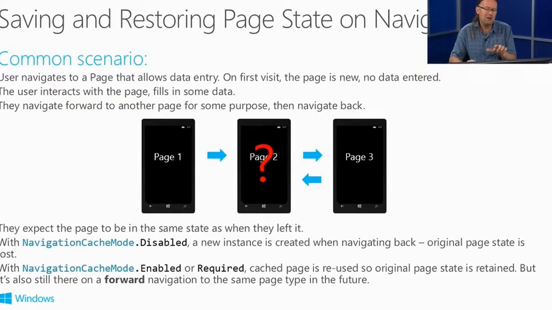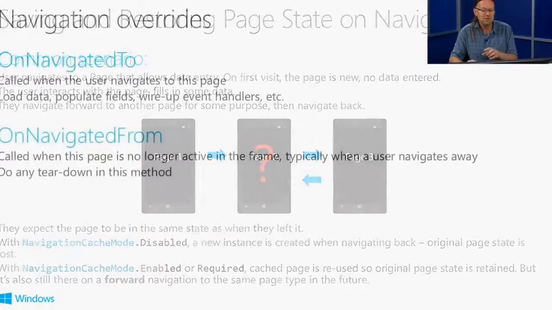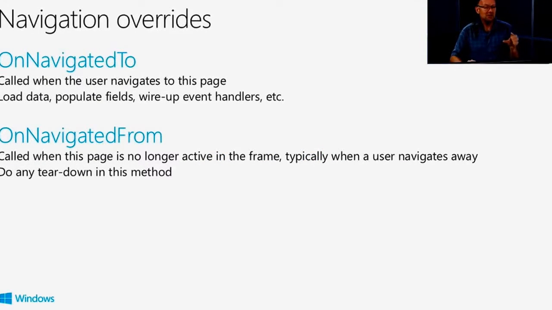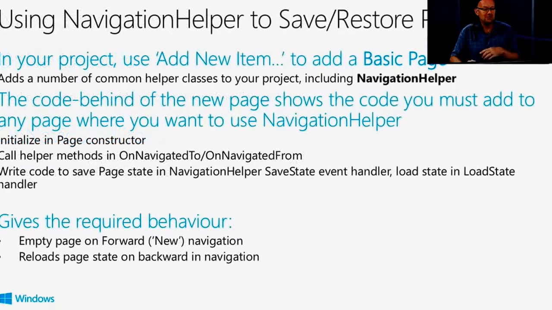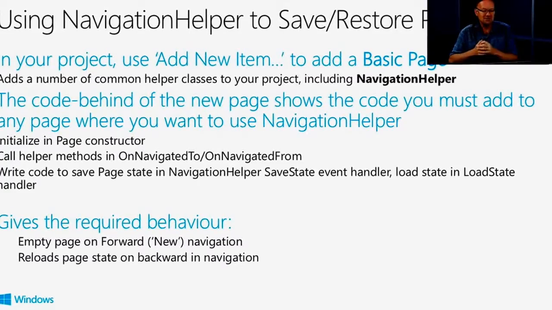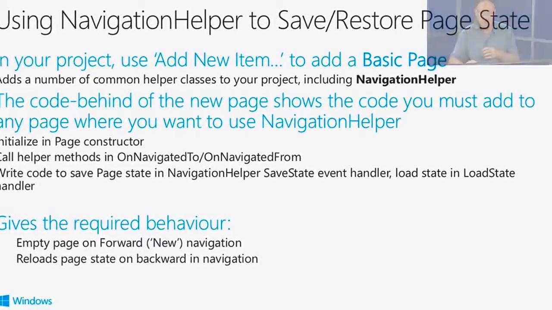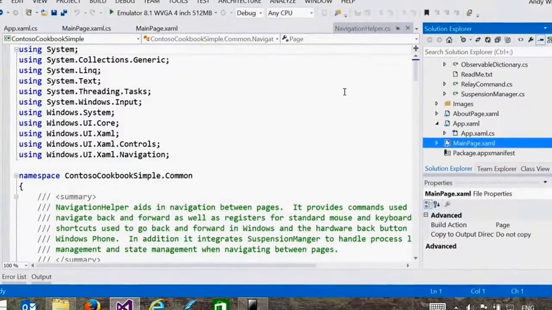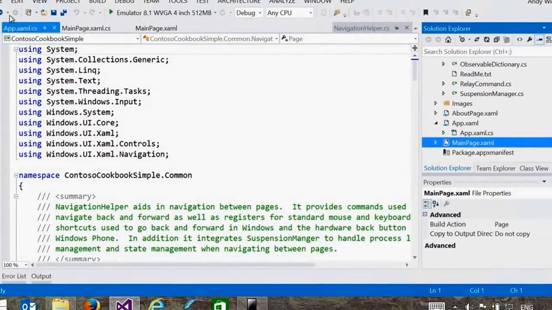But you need to be aware of this, and this whole state, what the page looks like when the user navigates to it, does make a difference. The way that you handle that is with two methods called OnNavigatedTo and OnNavigatedFrom, where you put the code to handle this. I'll show you a bit of an example in a minute. I showed you this: this is how you can get the navigation helper, which helps you with all of this sort of thing. So let's go and show an example of this.